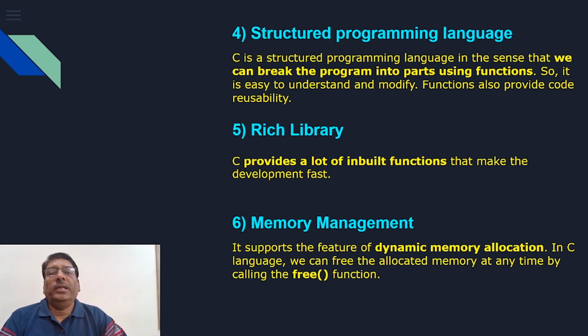The next advantage, or feature of C, is that we have a rich library in C, where C provides us a lot of inbuilt functions that makes the development fast. So sometimes if you want to perform some activity, that activity is already developed for us, and then we can just make use of that particular function which is designed for us, and then you can write the code. That is how you can make it run faster.